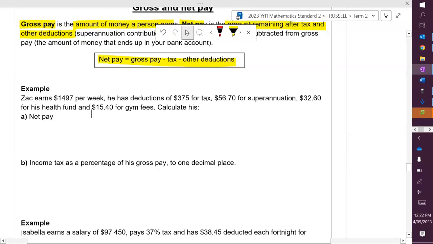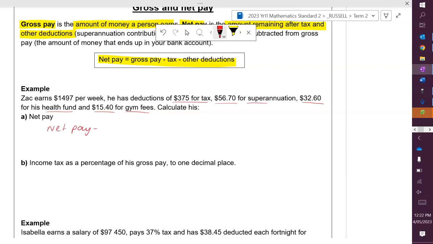So if we look at our example, it says Zach earns $1,497 per week, has deductions of $375 for tax, $56.70 for super, $32.60 for health fund, and $15.40 for gym fees. So we want to calculate his net pay.